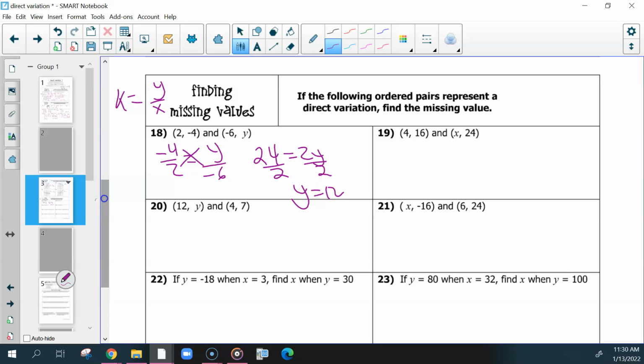We could double check to make sure this works. Negative 4 divided by 2 gives us negative 2. So that would be our value of k. If I put 12 back in, 12 divided by negative 6 is negative 2, so the k values are the same, they equal.